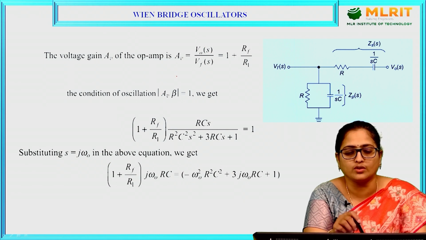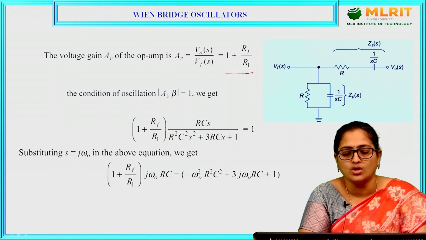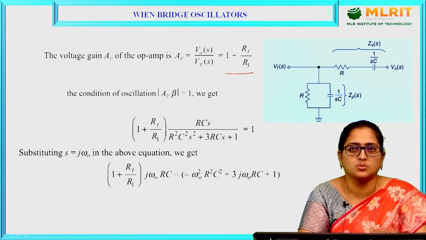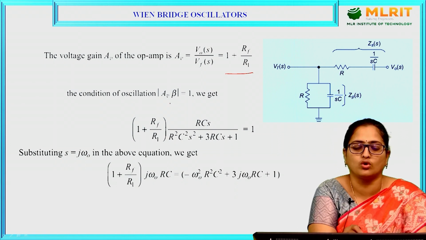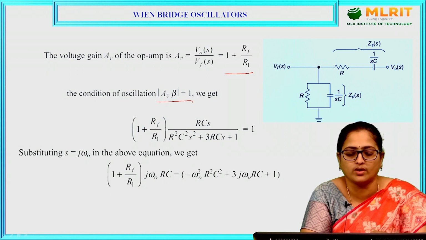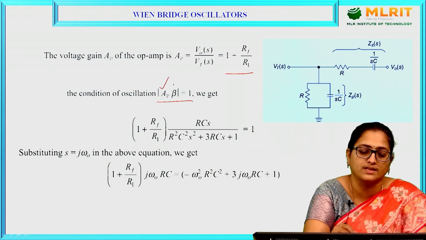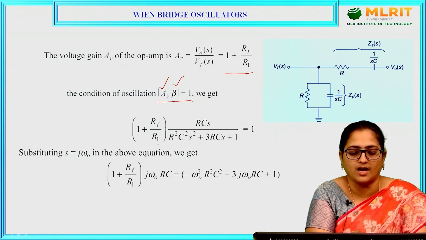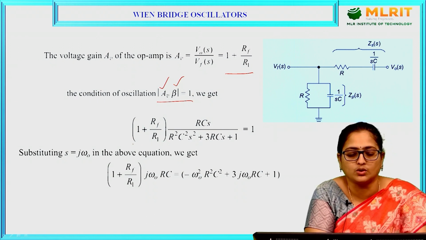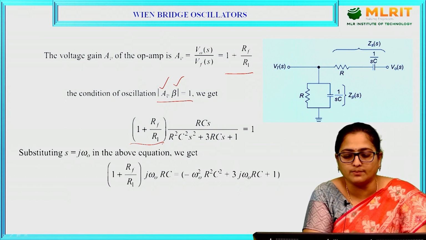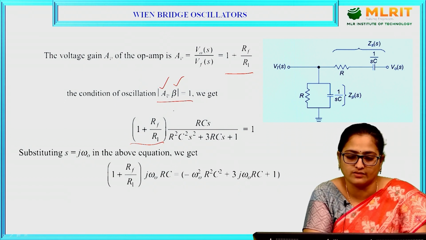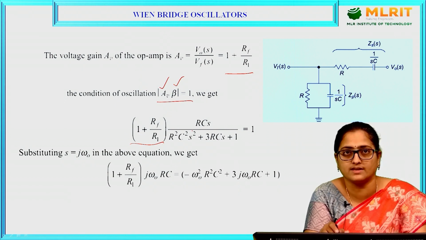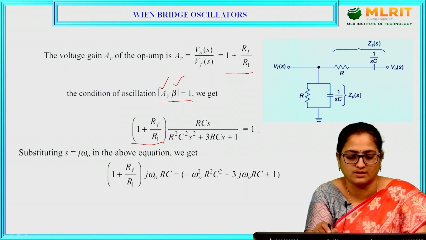the voltage gain for a non-inverting terminal is given as 1 plus Rf by R1. The first condition which has to be satisfied for the oscillator is modulus of A V beta equals 1, where A is the open loop gain and beta is the gain of the feedback network. So we got 1 plus Rf by R1, as the input has been connected to the non-inverting terminal, and beta which we have derived, given as RCS divided by R square C square S square plus 3 RCS plus 1, is equal to 1.